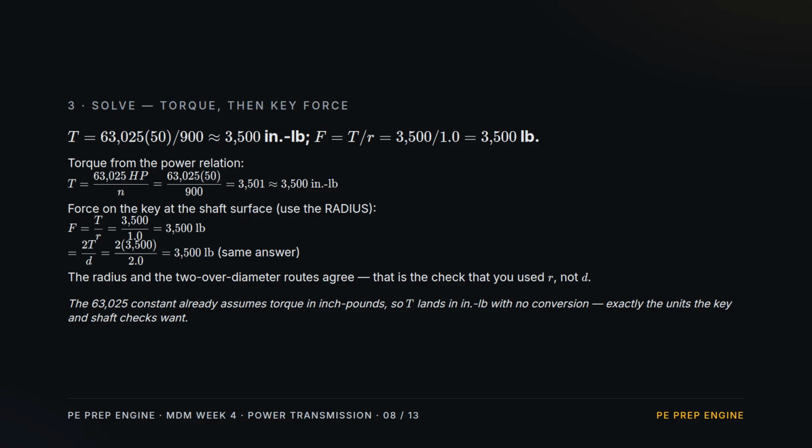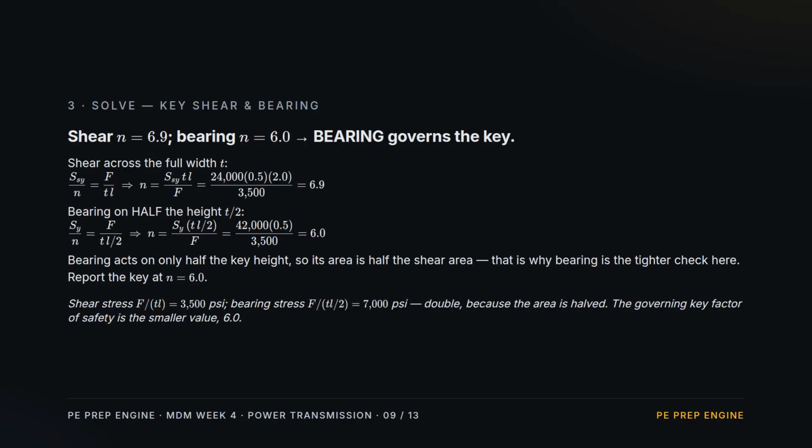Solve. Part 1. The power relation turns 50 horsepower at 900 RPM into a torque of about 3,500. That torque reaches the key as a force at the shaft surface, torque over radius. Also 3,500. Running it as 2T over diameter gives the same number, which confirms you use the radius and not the diameter.